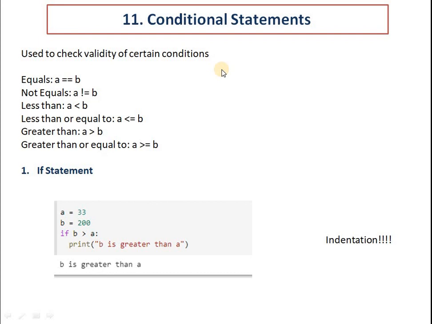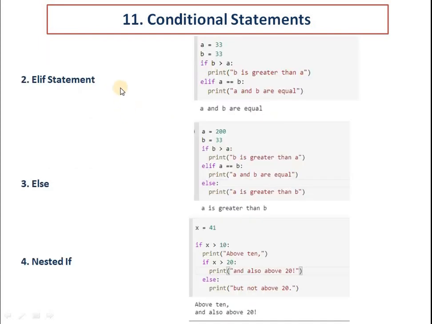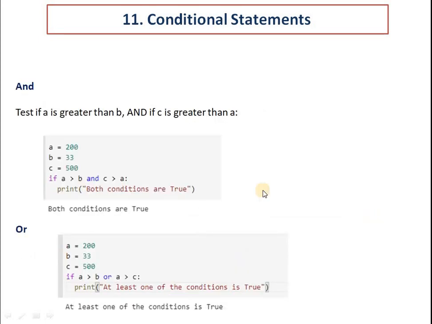And then we came to conditional statements, which are used to check conditions. The if statement was there, elif was there, else was there, and nested if, giving an if inside an if, can be called nested if. And we discussed the usage of and, or operations. And returns true if both the statements are true, or returns true if any of the statements is true.